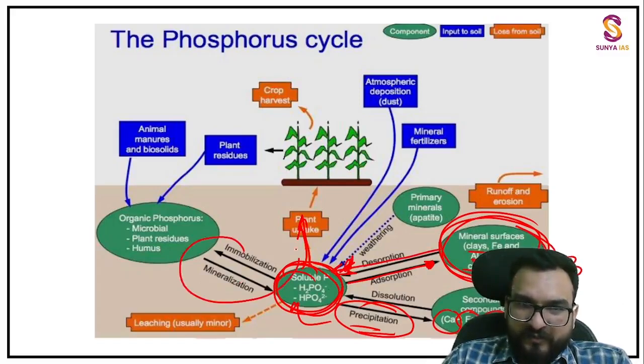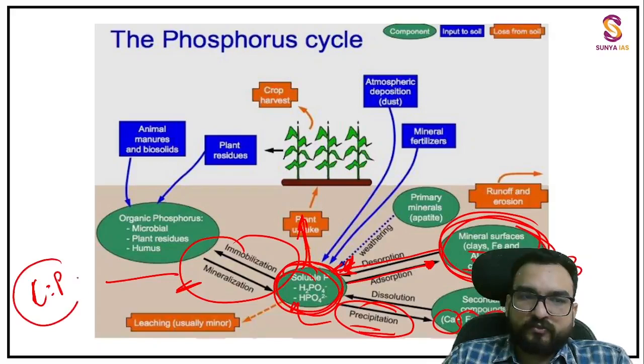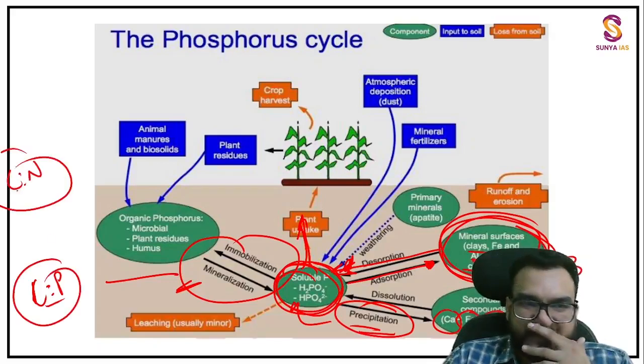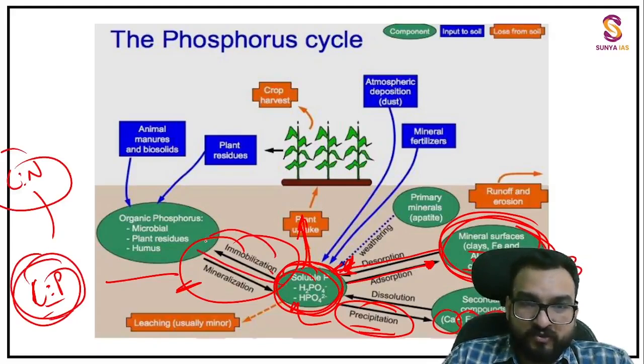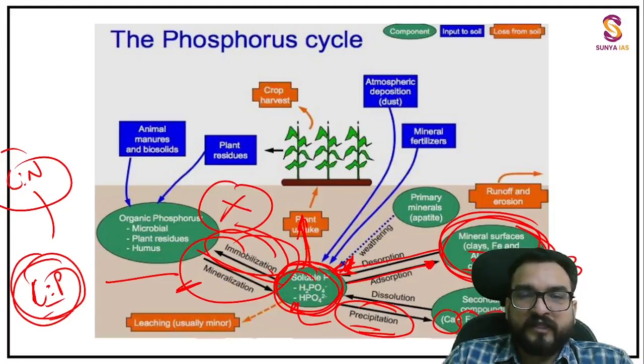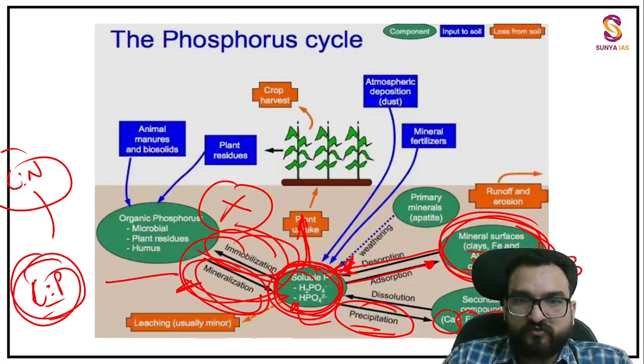And over here you will be seeing mineralization and immobilization because of the C:P ratio. We were seeing the C:N ratio, similar is the C:P ratio. Sometimes mineralization, sometimes immobilization. Immobilization is not required in the soil because it will remove phosphorus. Mineralization is required, it will give phosphorus to the soil.